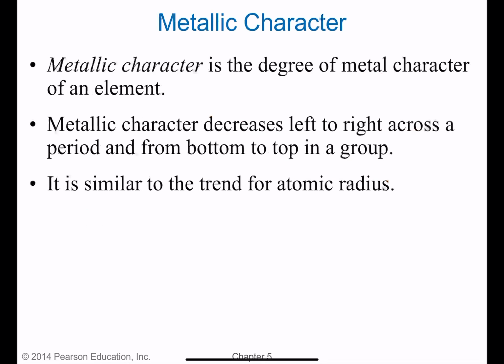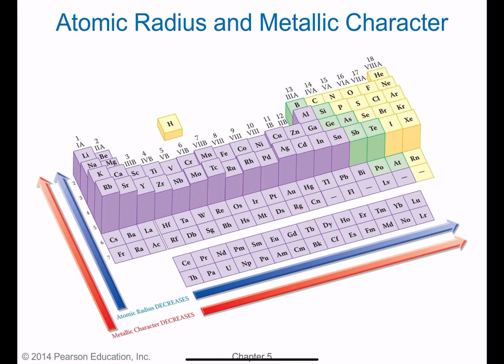Another trend we can look at, which doesn't come up too often, is metallic character. It's basically the degree of how much metallic character an element has, and it decreases from left to right and from bottom to top. So it's very similar to the trend for atomic radius. We've got the two summarized together, and honestly, we're not going to look at metallic character too often, but atomic radius is very important for other aspects of chemistry and bonding. Just looking at the book, this is figure 5.5 on page 140.